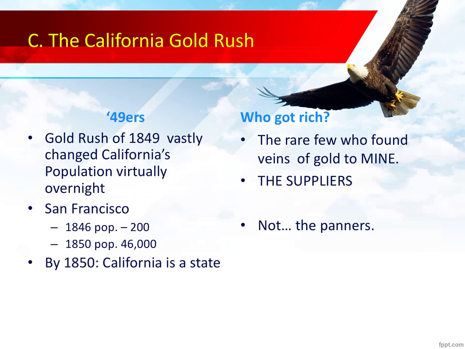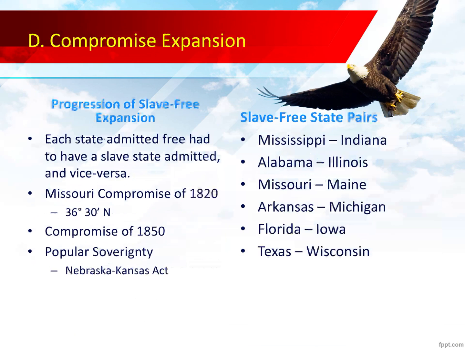The rare few who found veins of gold to mine got rich, and the suppliers definitely got rich because they're selling the supplies to all these people just hungry to look for gold. But most people didn't. Most people, especially the panners, the vision of California gold panners finding gold and finding specks of gold. Well, specks of gold aren't going to get you rich. Okay? They're going to get you by, but they're not going to get you rich.